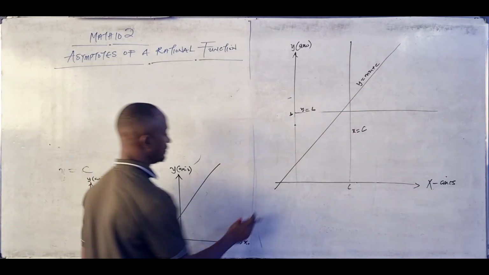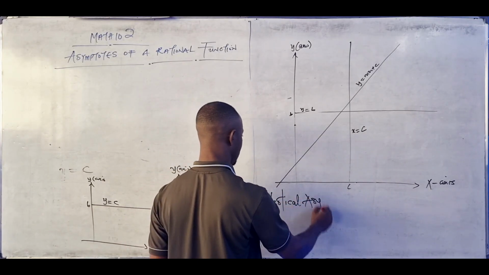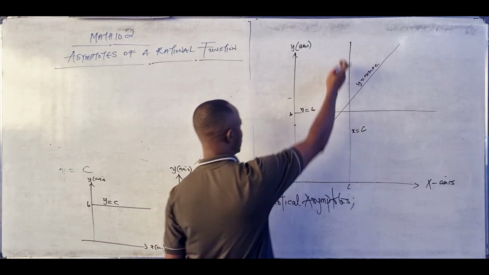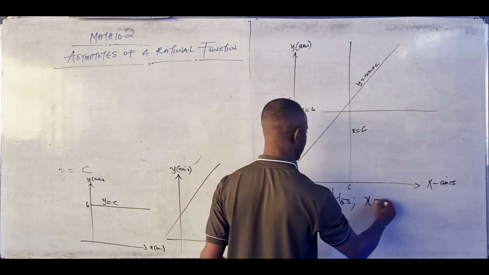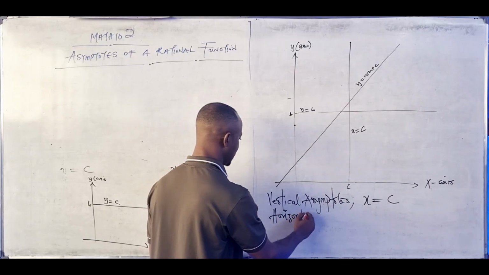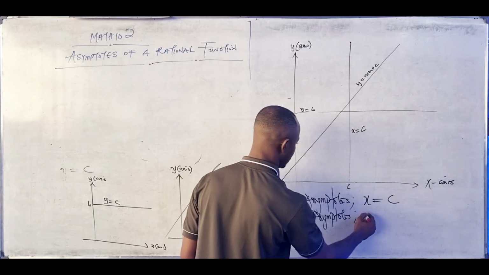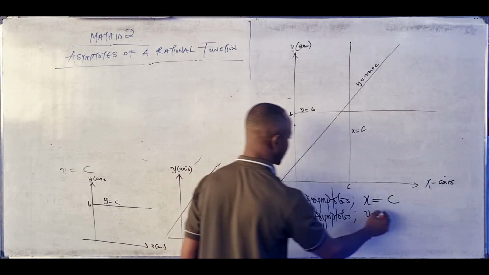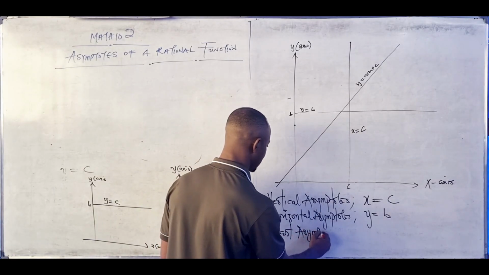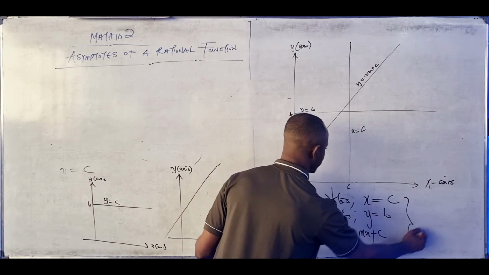Okay, so we are saying that for the vertical asymptote, please note, what happened at the vertical? X is equal to c, right? For horizontal asymptote, what happened there? Y equals b. Thank you. Then for the slant asymptote, what happened there? Y equals mx plus c. So put this on.